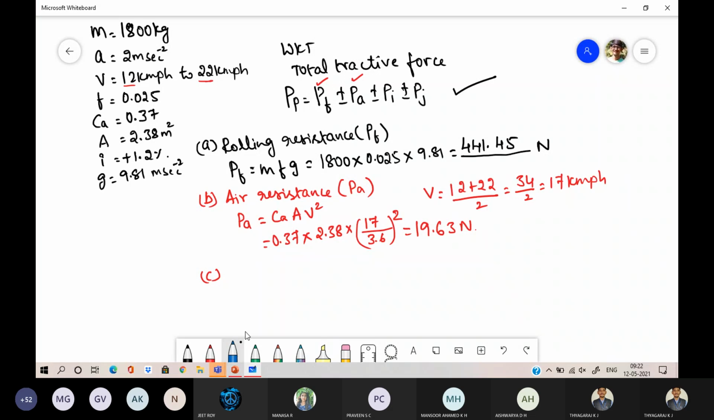Now see grade resistance, PI. What is the formula for grade resistance? It is m i g by 100. So mass we know, 1800, i is 1.2, into 9.81, divided by 100. Check how much you are going to get here.